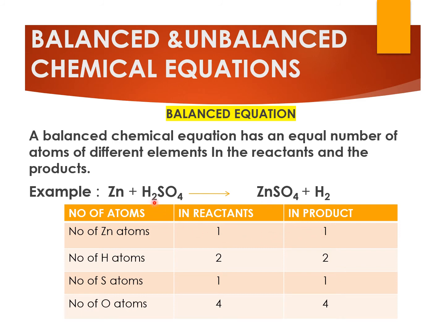Number of hydrogen atoms on the reactant side, 2. Hydrogen, 2. Number of sulfur atoms, 1, because when nothing is written at the subscript, that means it is 1. Similarly, on the product side also, sulfur atoms are 1. The oxygen atoms on the reactant side are 4, and similarly the number of oxygen atoms on the product side also is 4. That means this equation is balanced. So what is a balanced chemical equation? A balanced chemical equation has an equal number of atoms of different elements in the reactants as well as in the products.